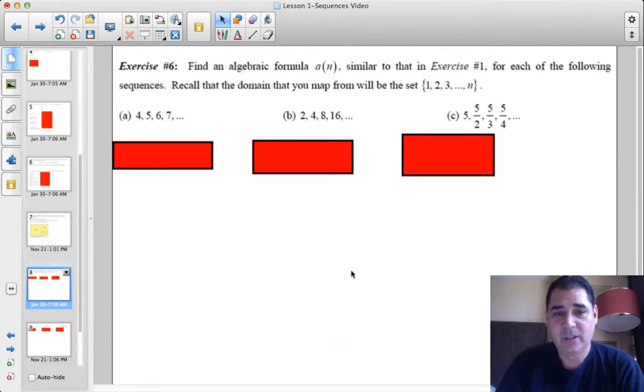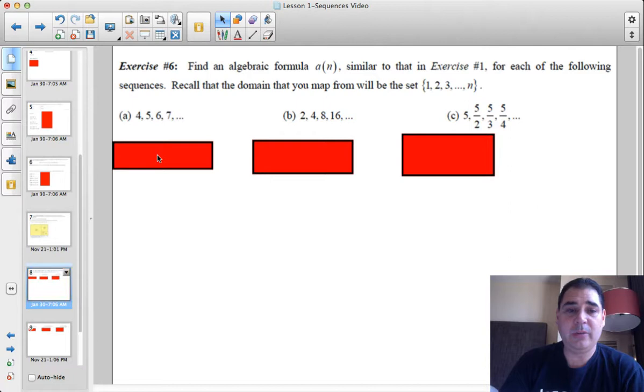Exercise 6. Find an algebraic formula A of n, similar to exercise 1, for each of the following sequences. Recall that the domain that you map from will be the set of 1, 2, 3, and so on. This is the sequence: the first term is 4, the second is 5, the third is 6, and the fourth is 7. So if you plug 1 into this formula, you get 4. If you plug 2, you get 5. You plug 3, you get 6. You plug 4, you get 7.